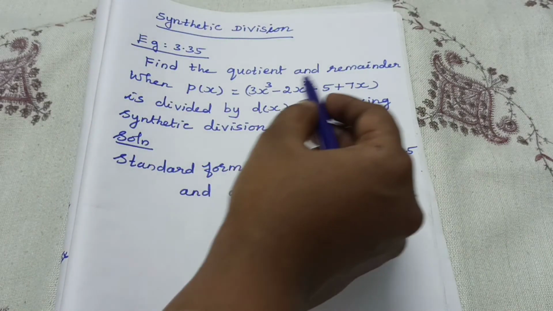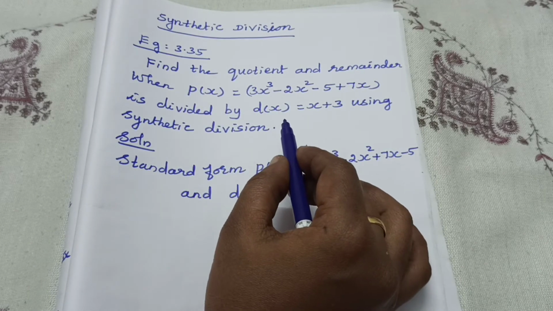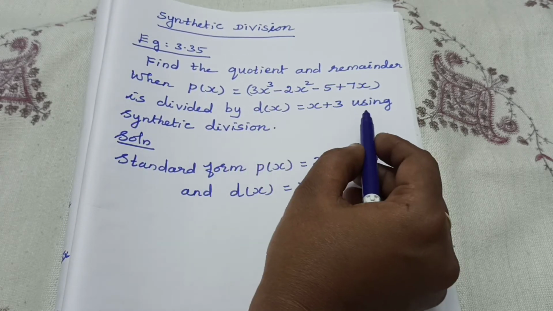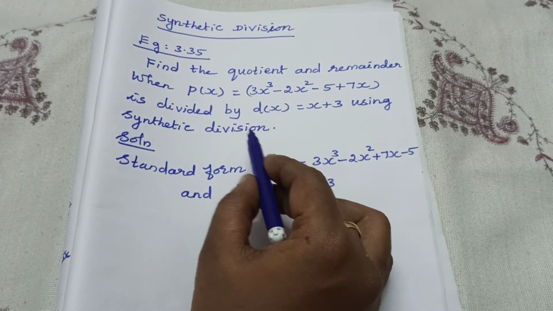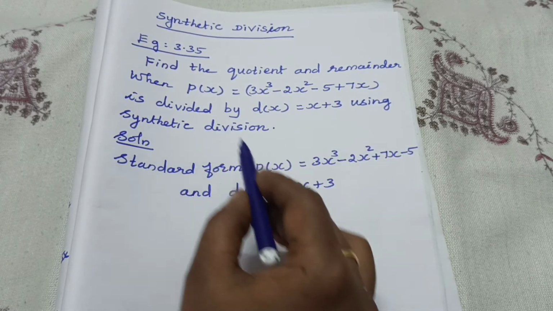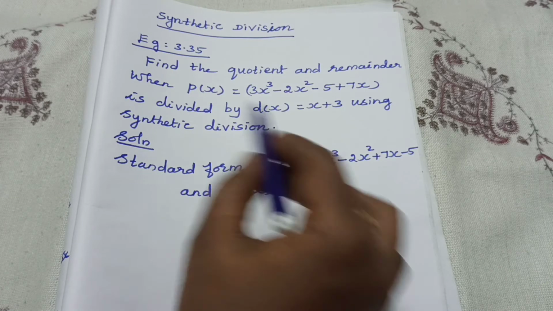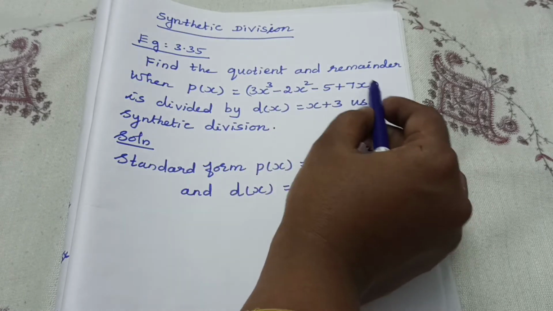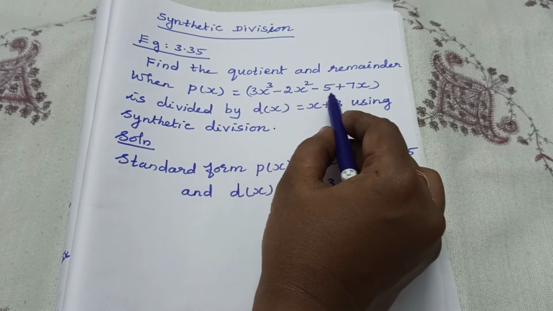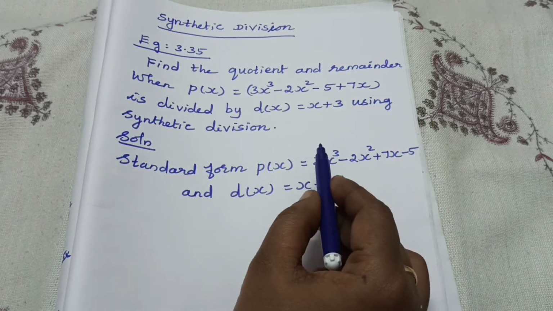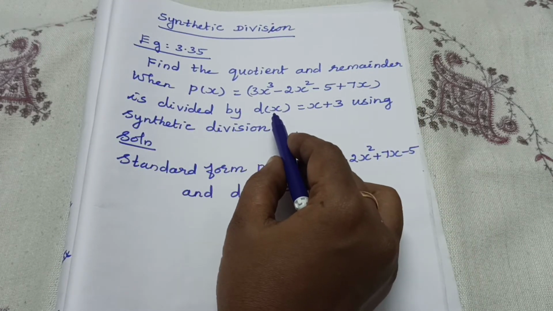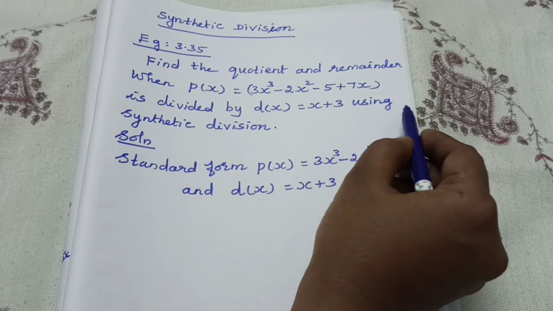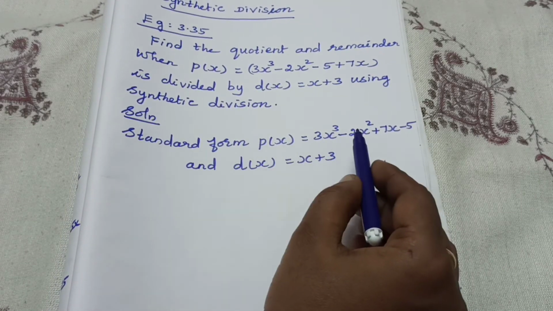Example 3.35: find the quotient and remainder, like the previous model question. That method also we can follow, otherwise this method. If the question says using synthetic division, you must follow the synthetic division method. Otherwise you can do the previous method also. Find the quotient and remainder when p of x is equal to 3x cube minus 2x square minus 5 plus 7x is divided by d of x, the polynomial x plus 3, using synthetic division. Since it is mentioned, we have to follow the shortcut method.